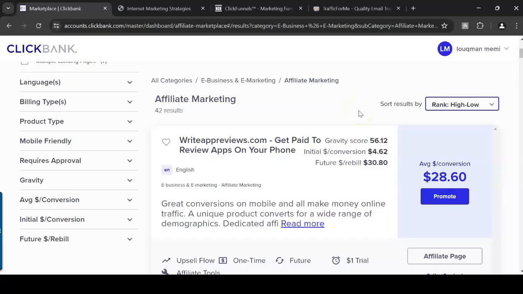In that case, you might just want to do PPC traffic, which is Google traffic, because that's unique traffic. If you're going to do solo ad traffic or YouTube traffic, you're just going to drive people who have already seen this over probably 10 times and they're not going to buy your product.